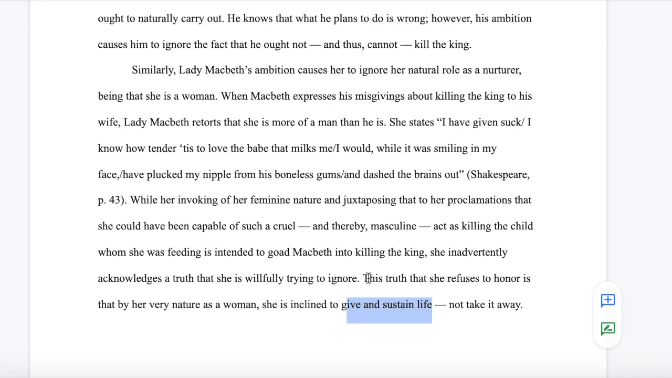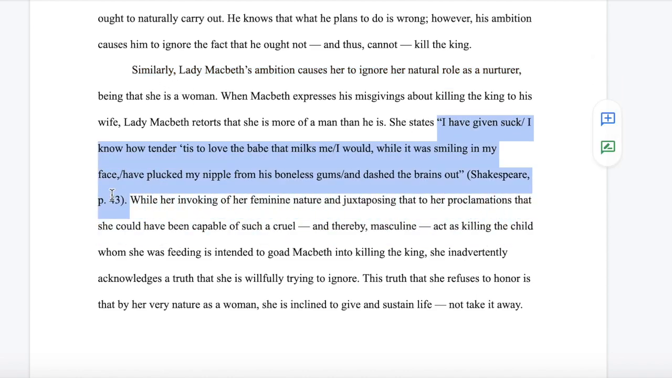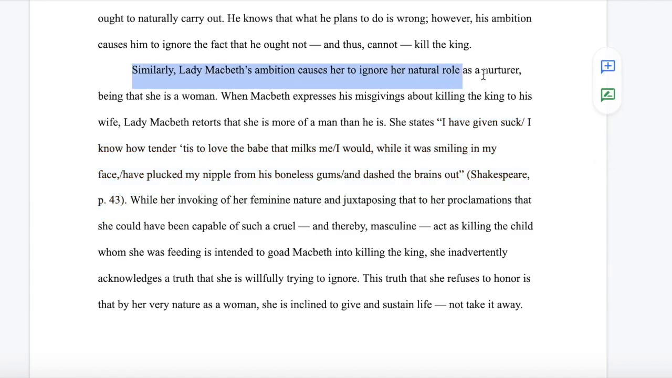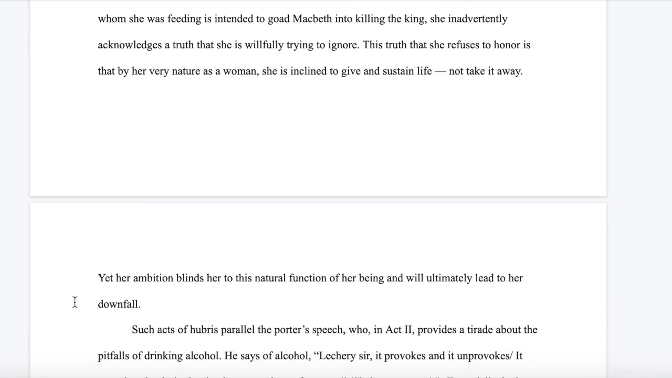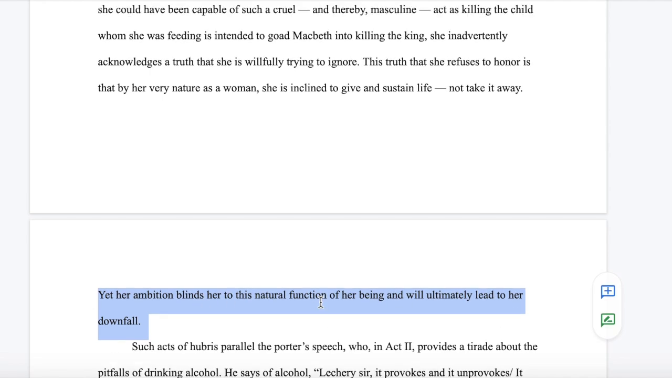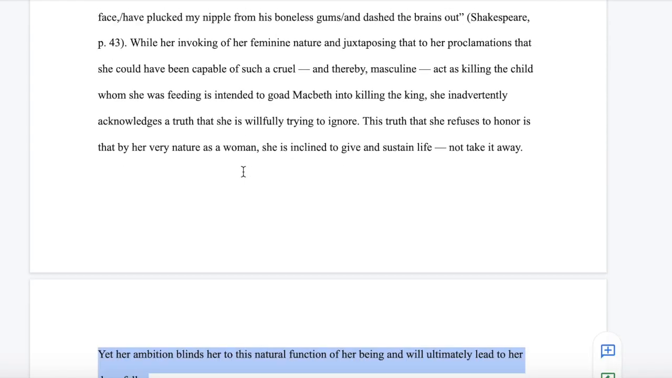So again, I relate this back to my original claim. I end the paragraph by explaining how all this text evidence proves that she is ignoring her natural role as a nurturer, given that she's a woman. And then I add another sentence, also emphasizing that, and I say that it will lead to her downfall because it's her ambition that's blinding her to this. So I make that clear, and I continue to relate it back to what I said up here.